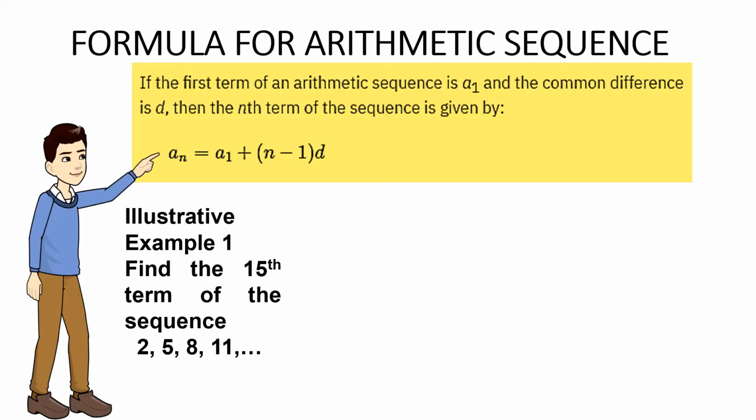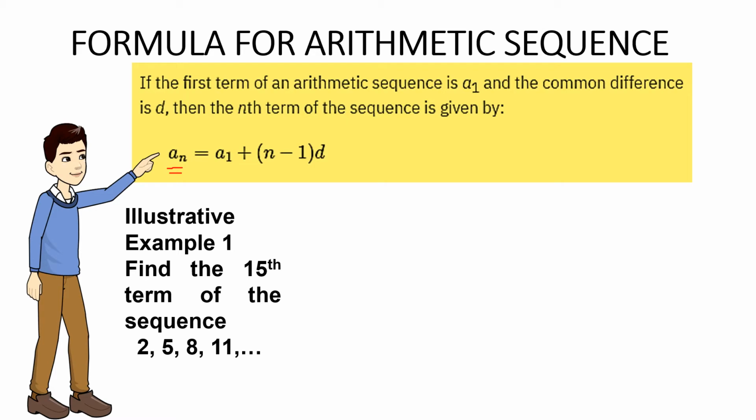So we have the formula to be used for arithmetic sequence. We have a sub n is equals to a sub 1 plus the quantity n minus 1 times the difference. So dito, yung ating a sub n is the nth term to determine. Then yung a sub 1 serves as the first term, n for the number of terms, and then d is the common difference.